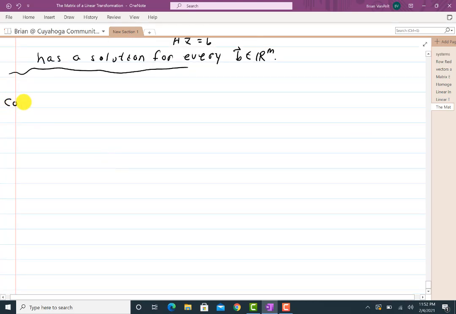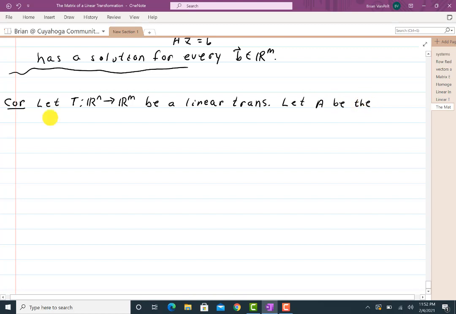Next we have something called a corollary. This is usually something that follows pretty quickly from the theorem. So let me show you what I'm talking about. Let T from Rn into Rm be a linear transformation. Let A be the standard matrix for T.